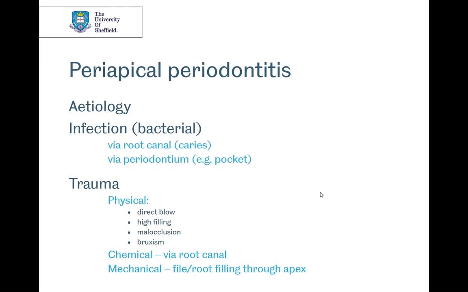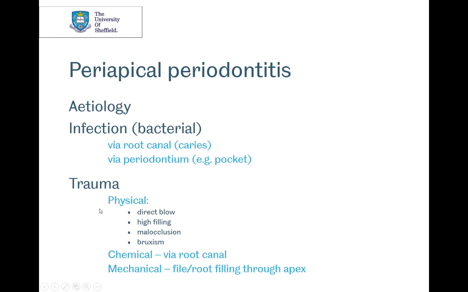There are other routes of being able to get bacteria into that space, and particularly if a patient has periodontal disease, a perio-endo lesion so-called, that pocket extends down effectively to the apex of the root. You can get bacteria extending into the periapical space due to periodontal disease.